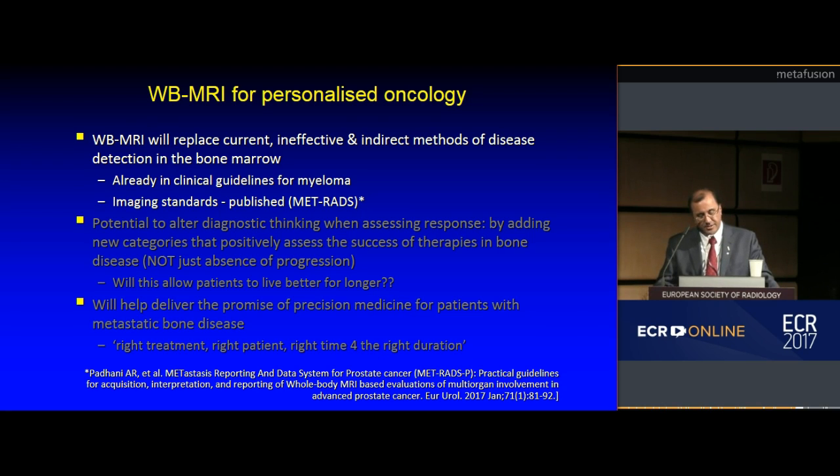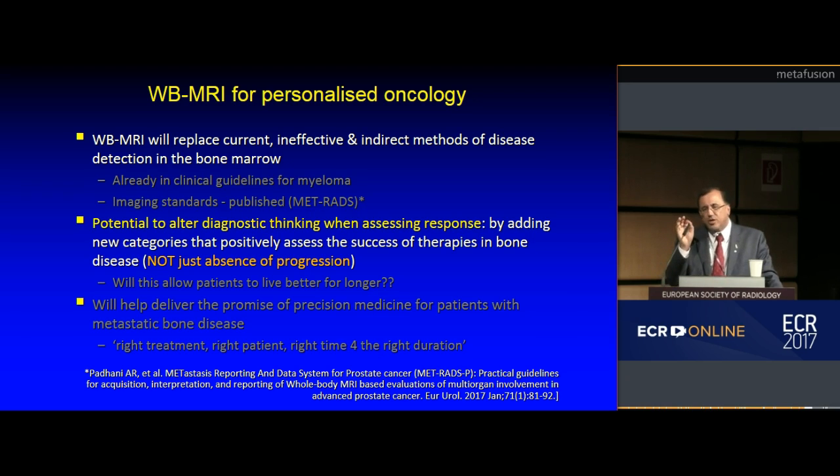Okay, so here are my concluding slides. There is no doubt that whole body MRI scanning with diffusion imaging will be part of personalized oncology. You just have to make the transition yourself in your own brain. It is there in the guidelines already for multiple myeloma. Imaging standards have now been published. Okay? You cannot say they are not there. There is a real potential for you to start to change the way that you think and the way your clinicians think, particularly about metastatic bone disease.